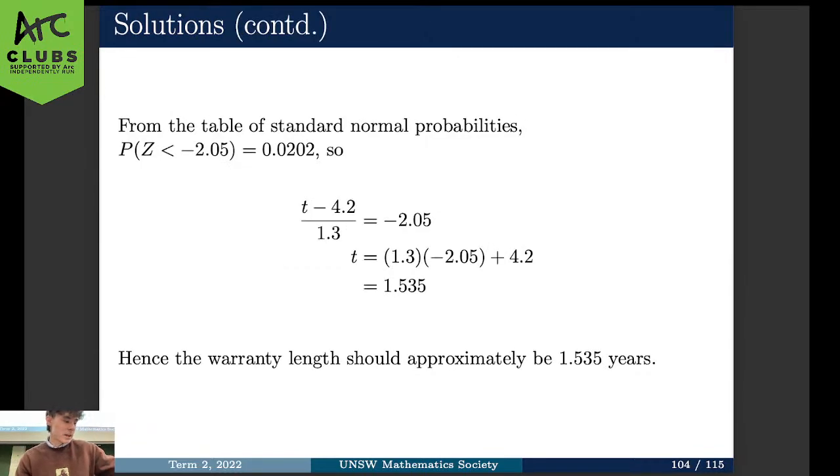So looking at our table of standard normal probabilities, the probability of Z being less than negative 2.05 is roughly 2%. So substituting that in gives us a value of t to be 1.535 years. And hence the warranty length should be approximately 1.535 years.